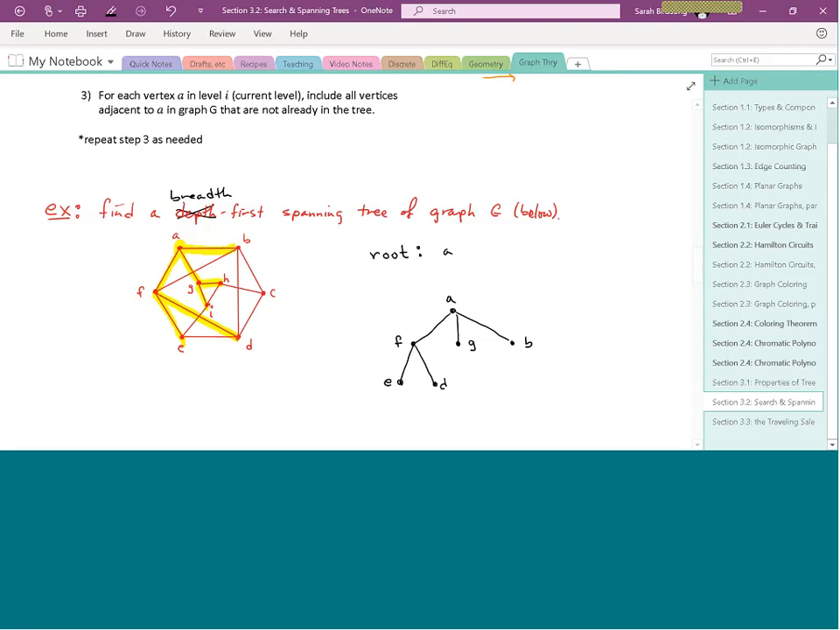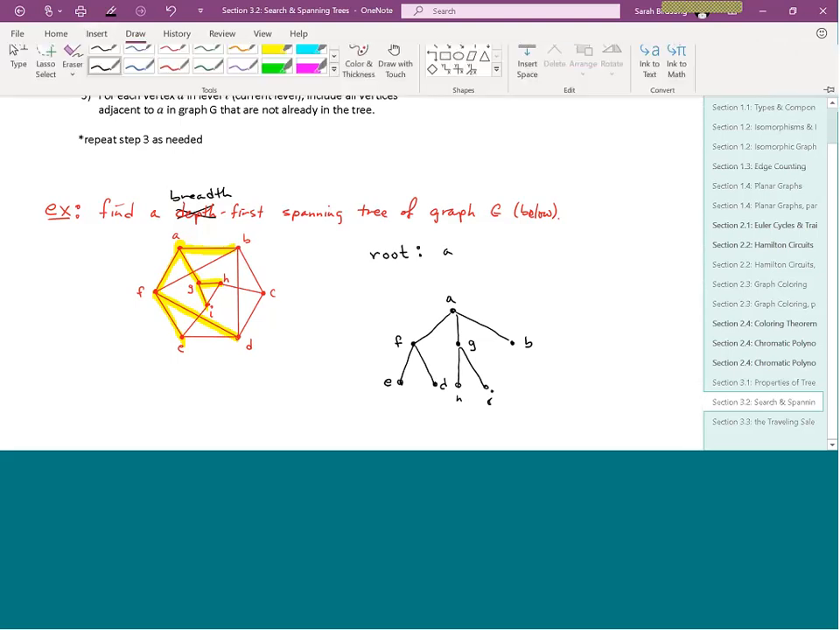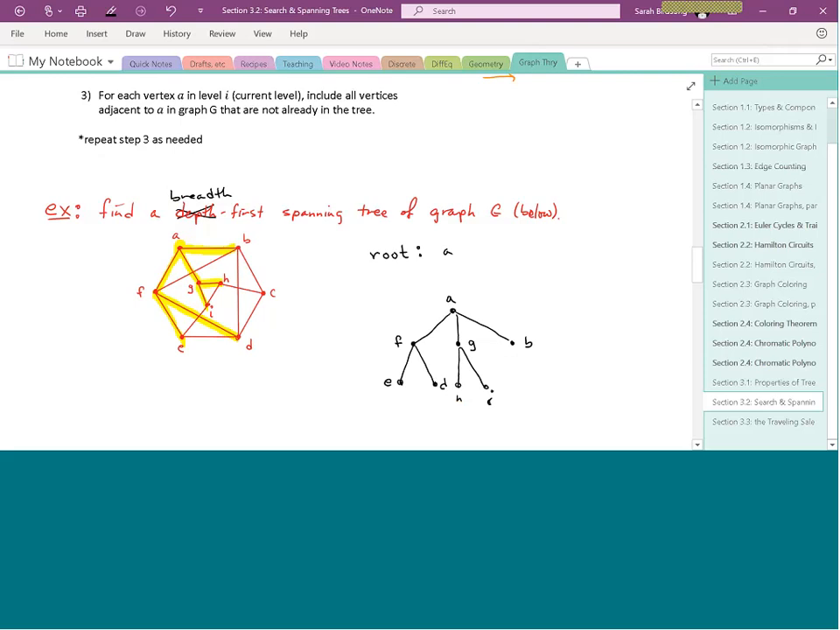So we grab both H and I like you guys said. So here's H, here's I. And if we then go down to B, which is the only one left, we can't include D, we can only include C. That's the only new one.